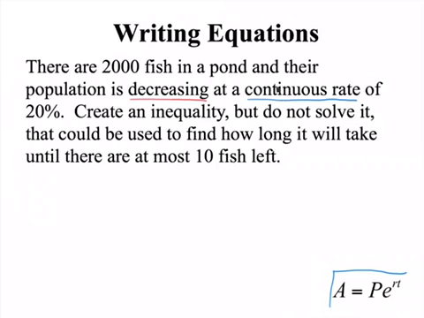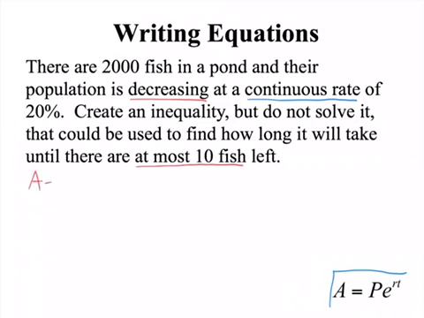So the keyword is continuous. We're going to do an inequality, so we're going to have a greater than or less than at some point. And our question is, how long will it take for there to be at most, again, that at most idea, at most 10 fish. So that's going to be an inequality. Let's take all this and figure out what A, P, R, and T are, and put it together, making an inequality.